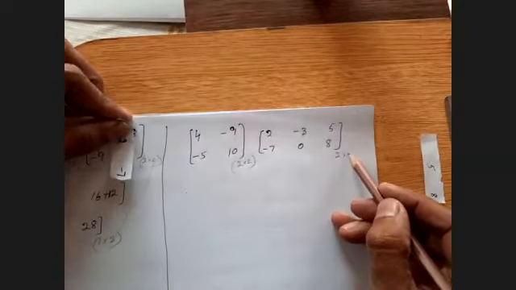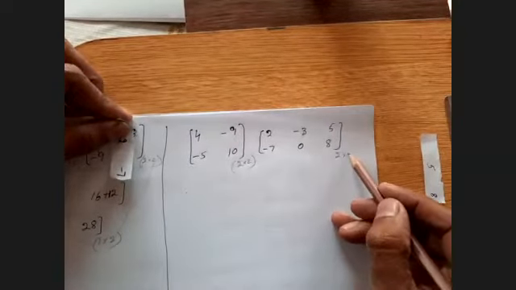Before multiplication, you will have to see that the columns of the first matrix must be equal to the rows of the second. So these two must be equal here. They are equal, so we can multiply these two. First of all, you have to check this. Now, if they are equal, here there are 2 columns and here there are 2 rows. They are equal, so it means we can multiply.